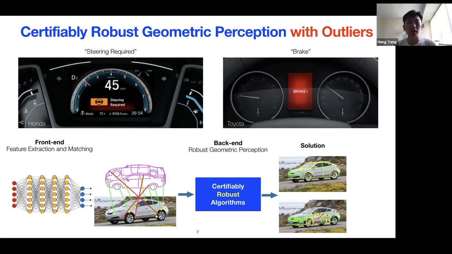And the last side note is that these feature detection front ends these days, they really are not that perfect. So they really give you so many outliers that you need some robust backend, a super robust backend, and also a certifiable robust backend.